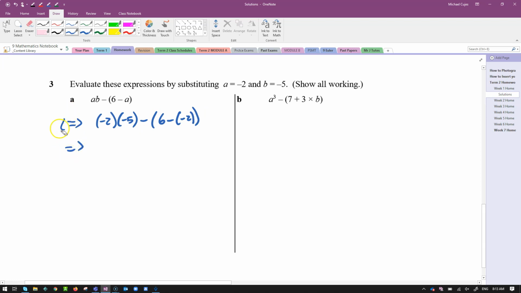And we go ahead and simplify. I don't need equivalent signs. I can write equals because we don't have equations anymore. Negative by a negative is a positive, so that becomes 10. Minus 6 minus -2 becomes 6 plus 2 is 8. 10 minus 8 is 2.